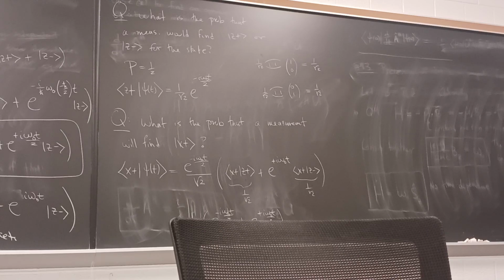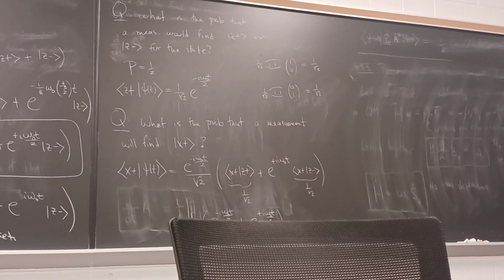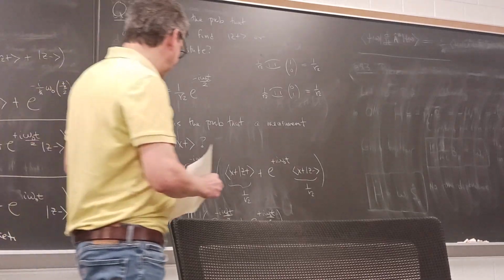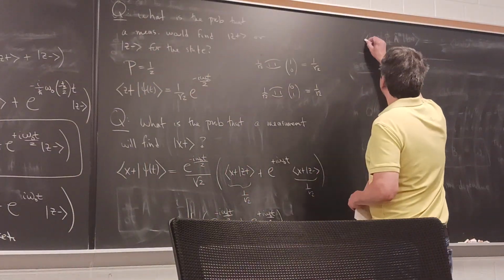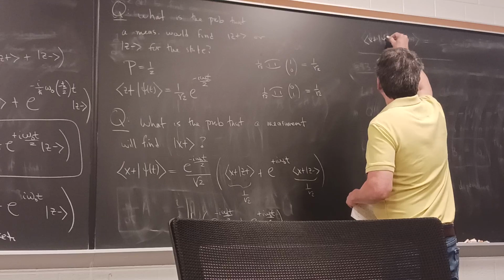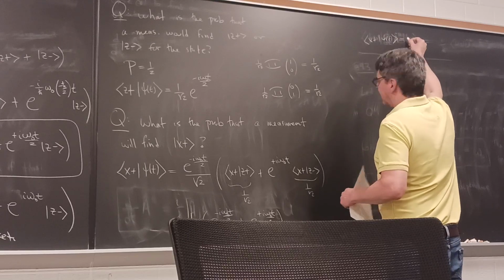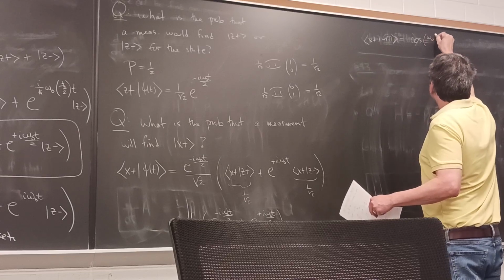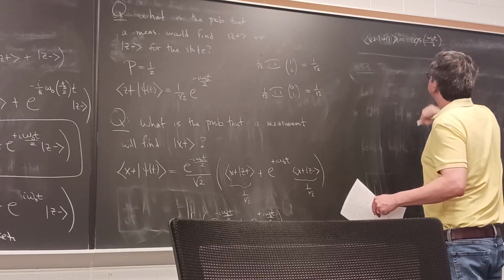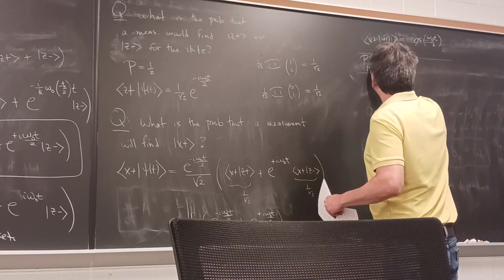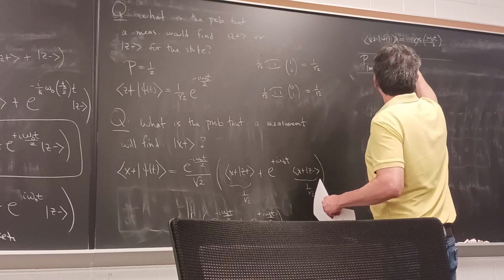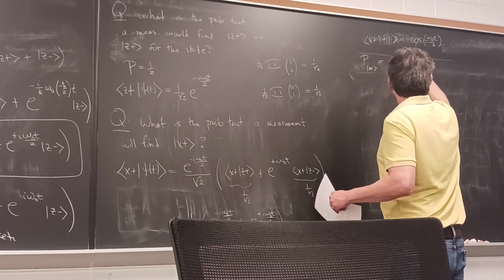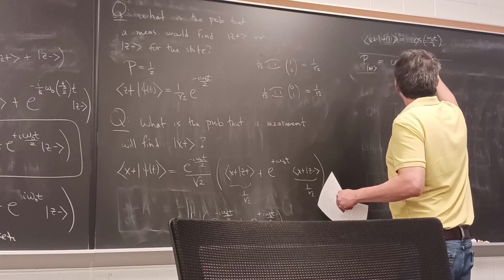It looks like a sine and a cosine, there's an i there. Oh, okay. It's a cosine, right? So we have the x plus psi of t then is equal to cosine omega 0 t over 2. So the probability of getting x plus will be cosine squared omega 0 t over 2.